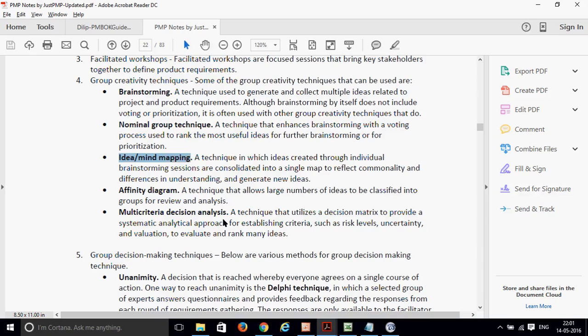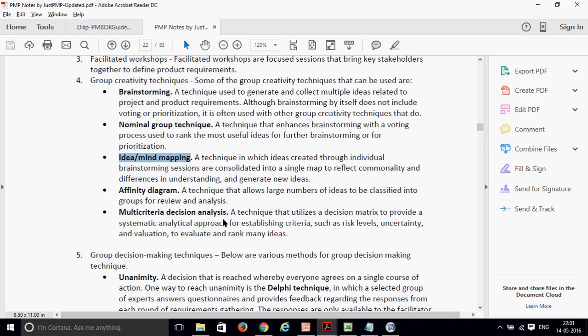Okay, so that's called affinity. Affinity is very important. It's a technique that allows a large number of ideas to be classified for review and analysis. Then you will have one more, which is part of the group creativity techniques: multi-criteria decision analysis.